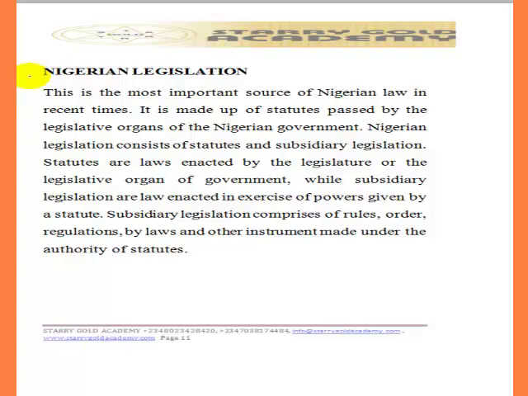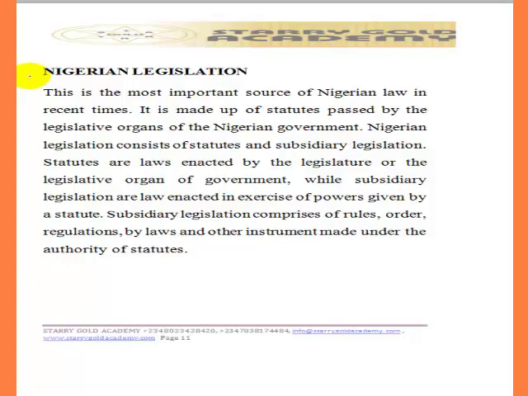In Nigeria today, we have the National Assembly and the State House of Assembly. These are the two constituted bodies that pass law in Nigeria. The National Assembly passes what is known as an Act of the National Assembly, while the State House of Assembly passes what is known as a law of a state. We have the law of Lagos State, the law of Ogun State, the law of a state. These are the two institutions, at the national level and at the state level, that pass law.